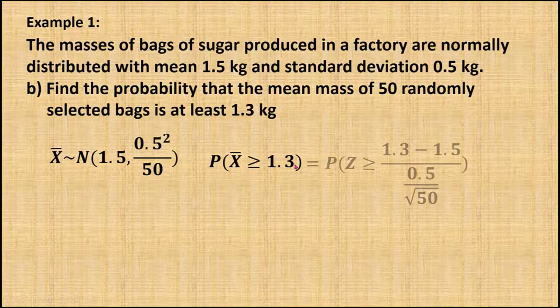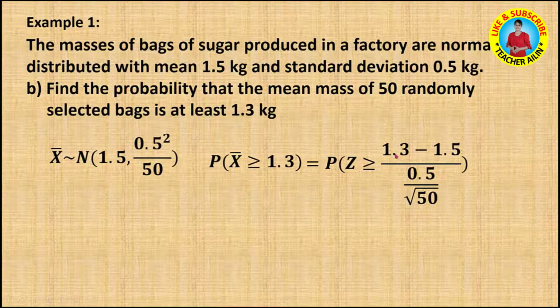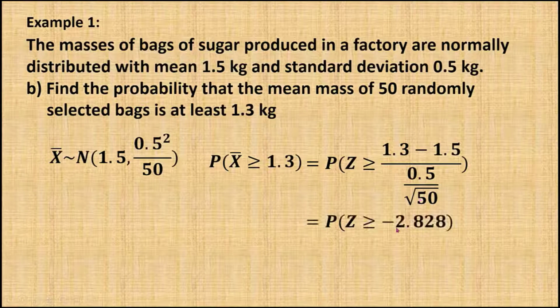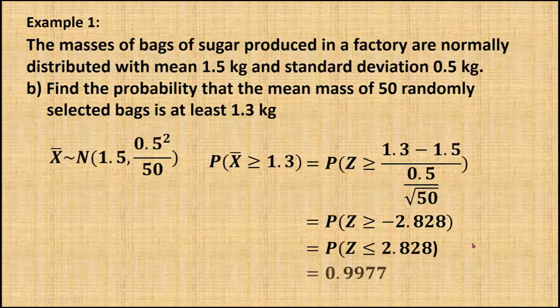1.3 kg. By using this distribution, I change bar x to z: 1.3 minus the mean 1.5, divided by the standard deviation 0.5 over square root of 50. After calculating, z is greater than negative 2.828, and since this is negative, I change it to z less than 2.828, and from the table I find that the answer is 0.9977.